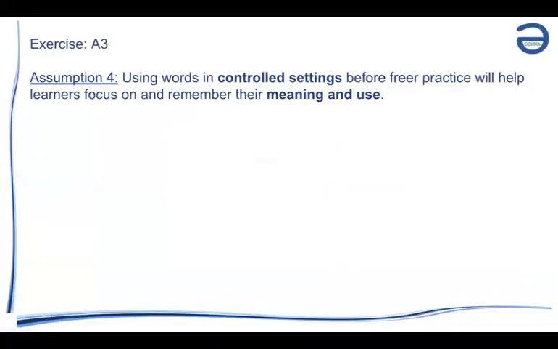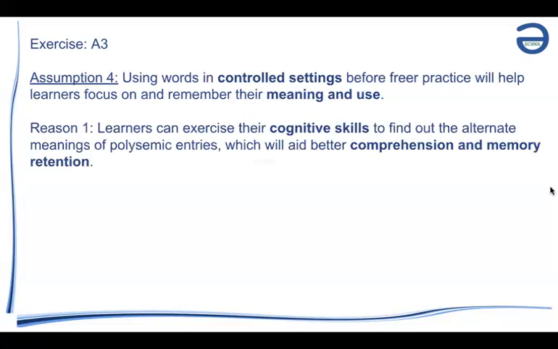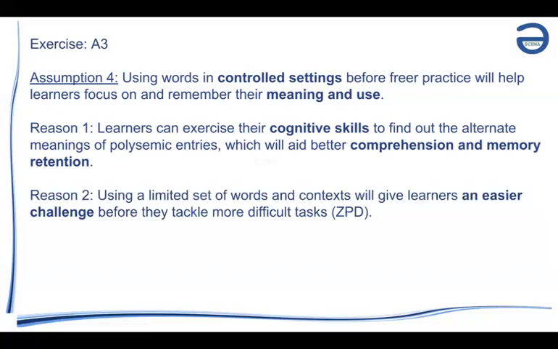Then we have exercise A3 here. Again, you can see how the exercises are linked in every single section. Assumption 4, using words and control settings before freer practice will help learners remember the meaning and use. Cognitive skills is the first reason given, and comprehension and memory retention. And then we have giving learners an easier challenge before they do more difficult tasks, which is coming from the zone of proximal development by Vygotsky.